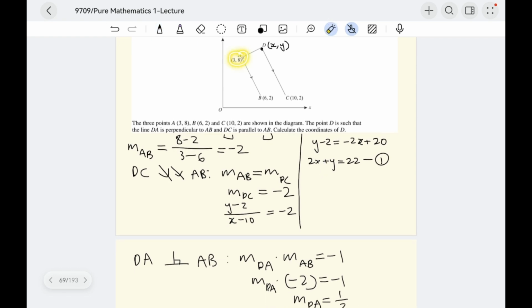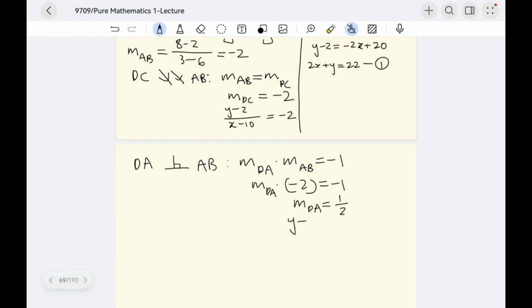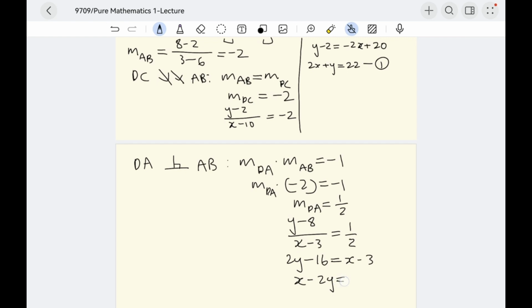So now I have obtained the gradient of DA. Select any point. Assume the coordinate of D is x, y. So you need to relate the gradient of DA in terms of y and x. So I have 2y minus 16 over x minus 3. I have x minus 2y equals negative 16 plus 3, which is negative 13. So this is your second equation.